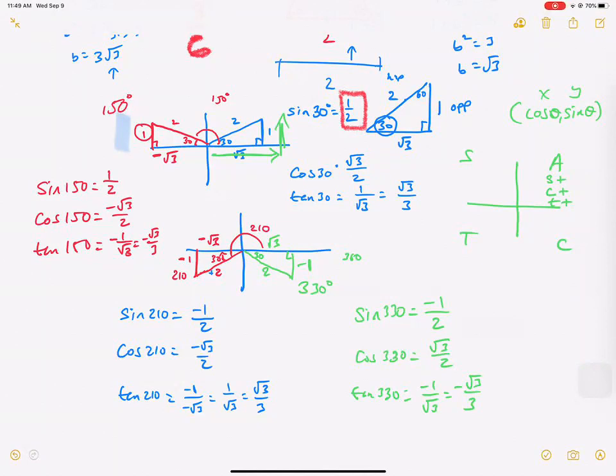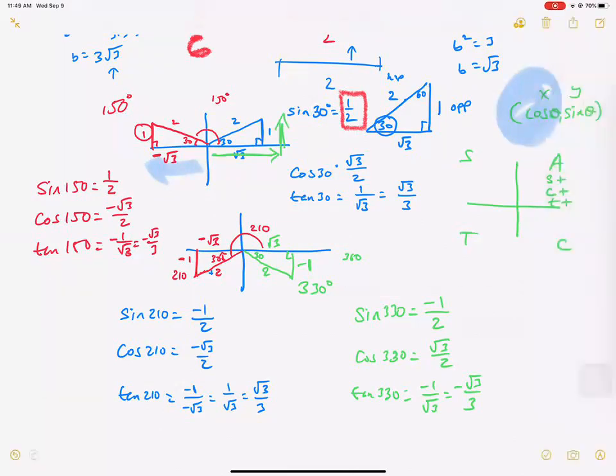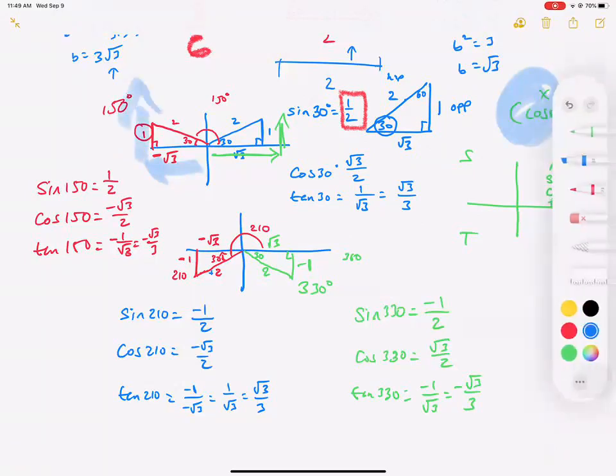In quadrant 2, who is the only value that's positive? Sine is. Now let's look at y. In quadrant 2, our x's are negative. That means our cosine's negative. That's our x value, remember? Cosine is our negative value. But our sine goes up. So sine is our y value, and that is still positive.